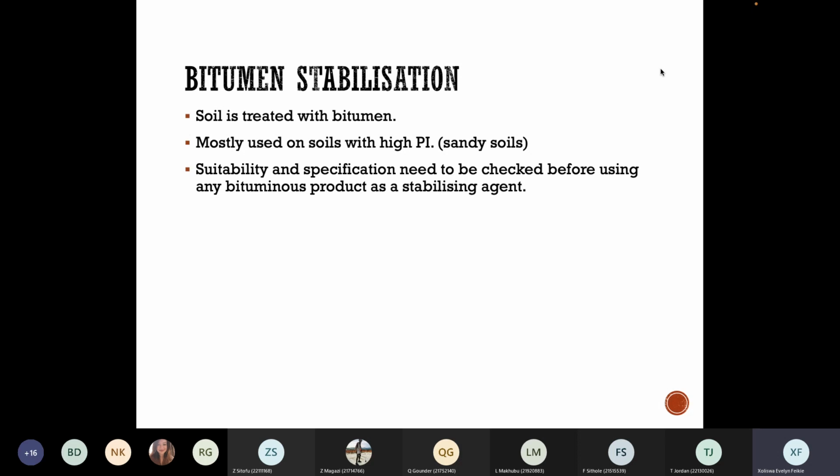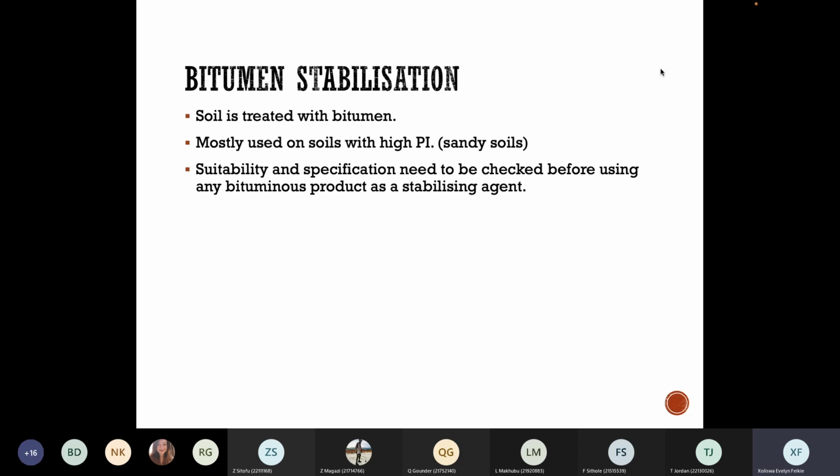So soil is treated with bitumen, mostly used in soils with high PI. High PI depending on whether that soil will have a high plasticity index, but they also talk about sandy soils. It might be a combination of both soils, right? Maybe sandy, it has silt in it, or it has clay in it. So depending, but it is mostly used for soils with high plasticity index.